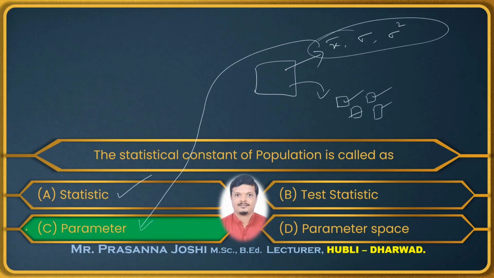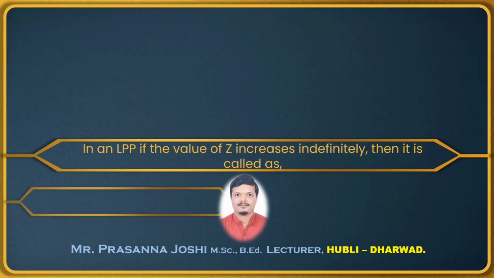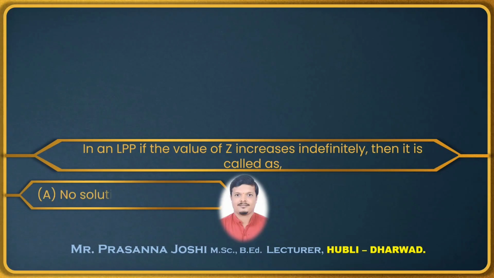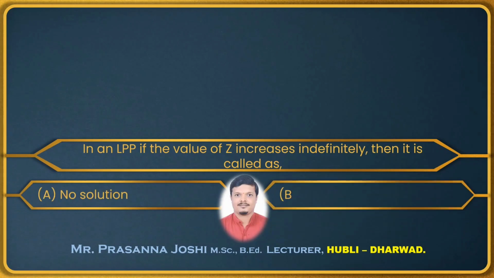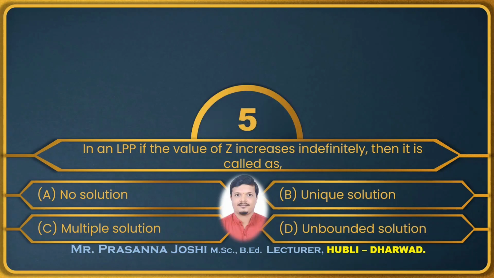Next question. In an LPP, if the value of z increases indefinitely, then it is called as first option, no solution. Second option, unique solution. The third option is multiple solutions. And the last one is given as unbounded solution.